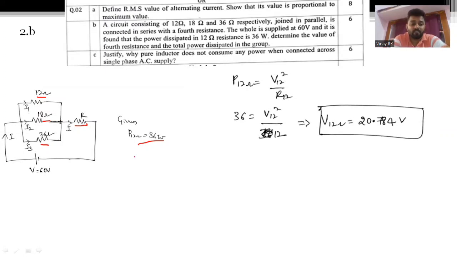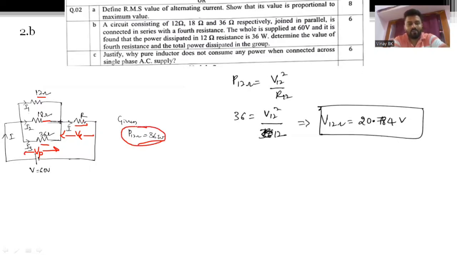What is the simple method? Total voltage is 60 volts. First you find the voltage across the parallel branch, say VP. Total voltage is 60. Once after getting this, you will get the value of the voltage across R. Once you get the voltage across R, if you know the value of total current, then you will get the value of resistor R. Very simple. The hint is the power dissipated in 12.